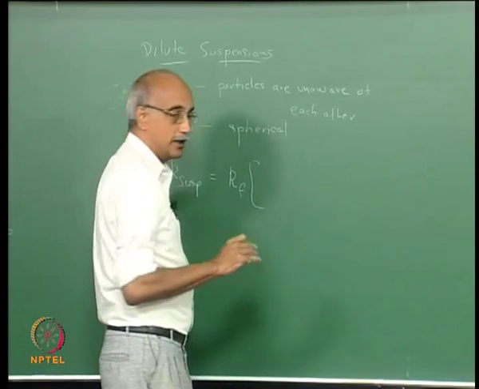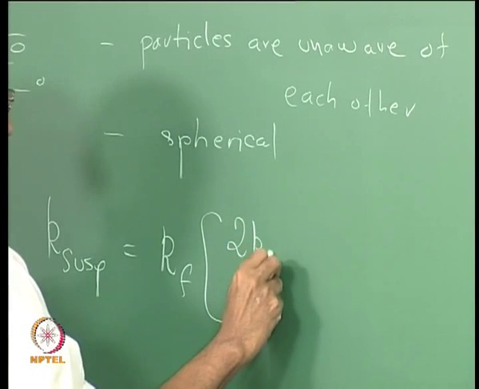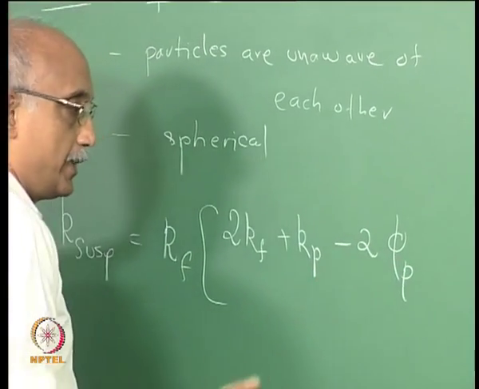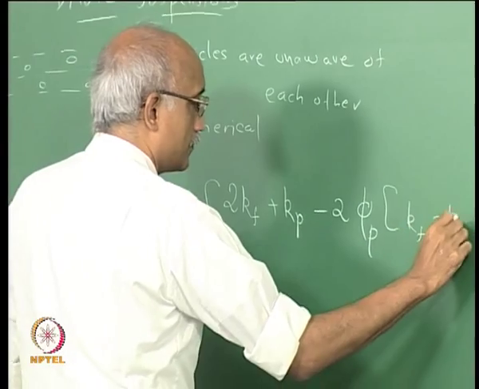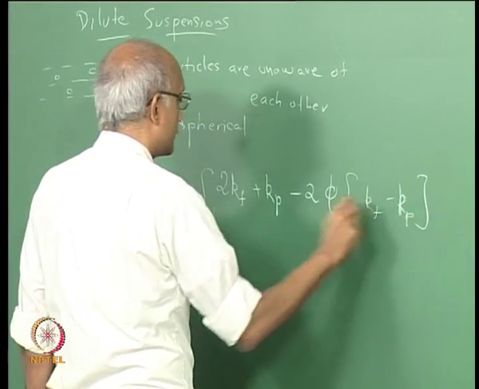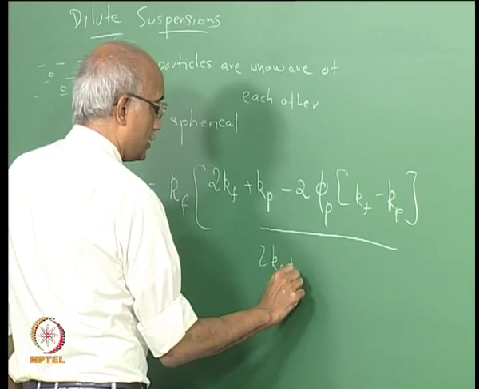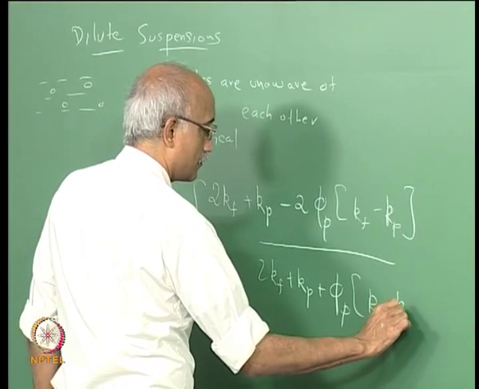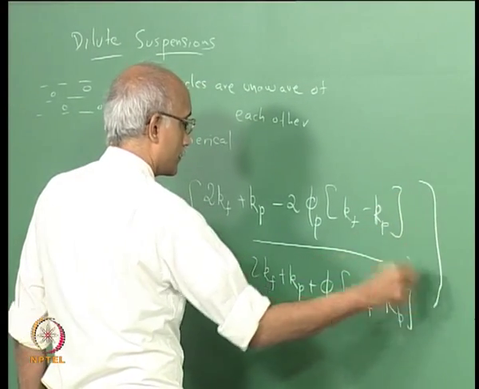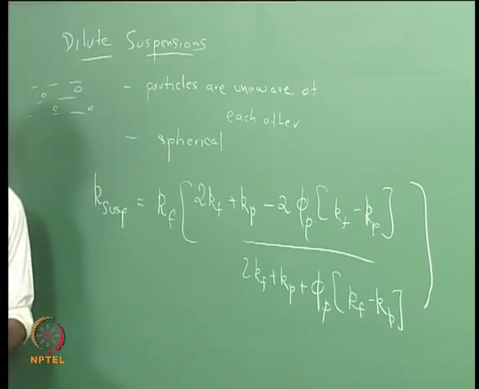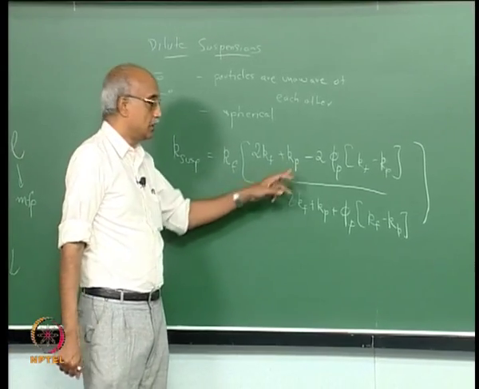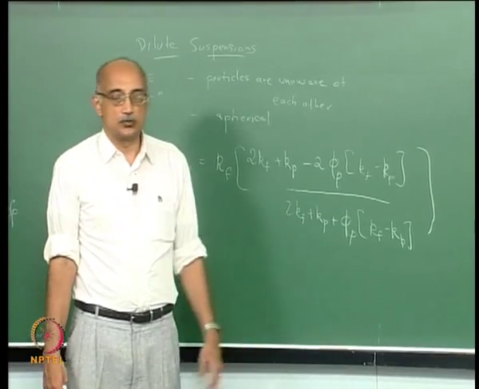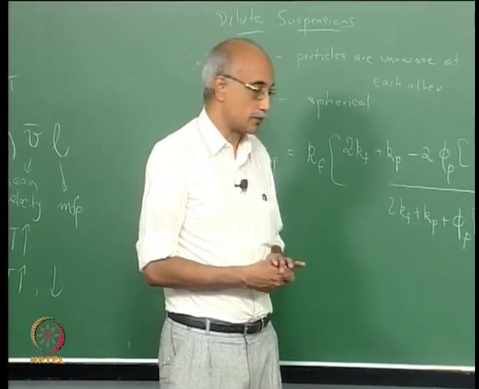And the enhancement is actually given by 2 times KF plus KP minus 2 times phi P times KF minus KP, divided by 2 KF plus KP plus phi P times KF minus KP. Where KF is the thermal conductivity of the fluid and KP is the thermal conductivity of the particle material, and this phi P factor is the volume fraction of particles in the suspension.